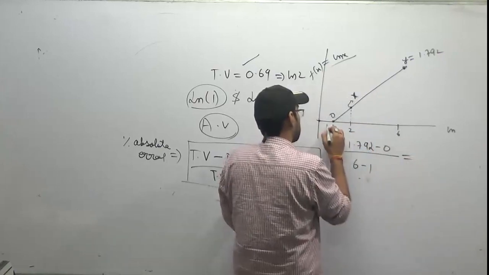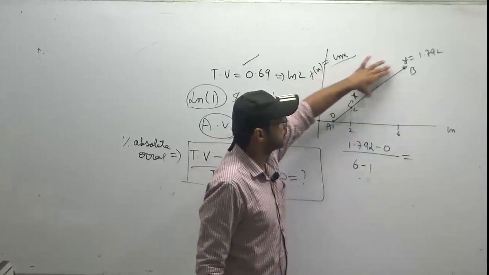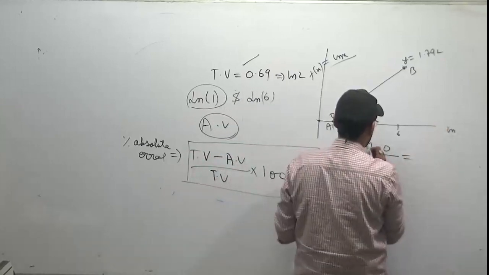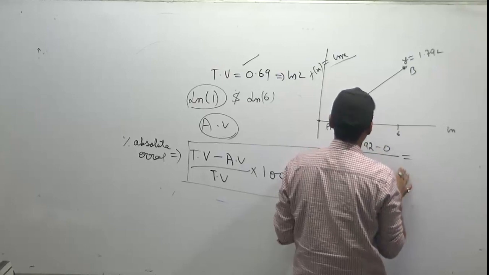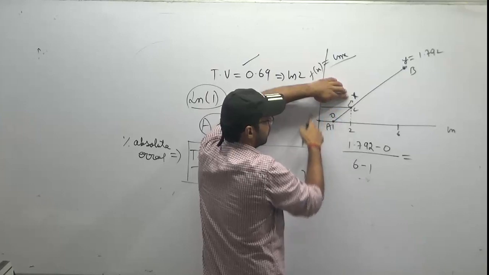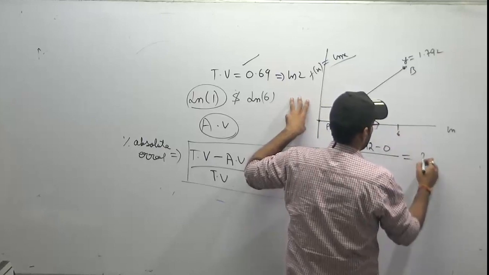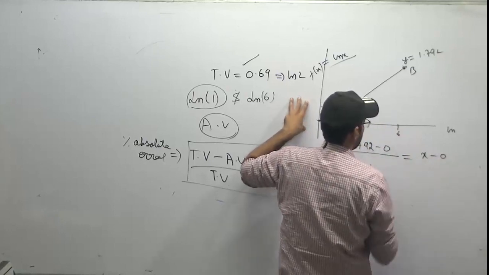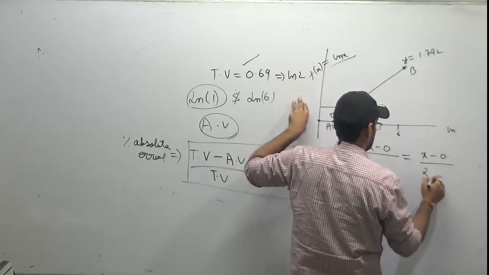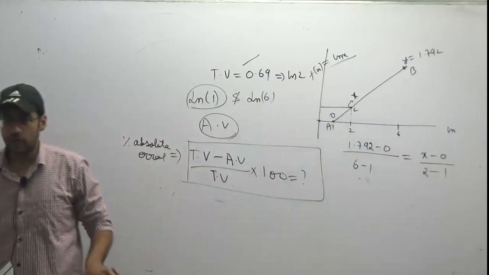Let's suppose this is point A, this is point B, this is point C. The slope of line AB is equal to the slope of line AC. From here we can say this is the x value on the y-axis. So the slope of AC is (x - 0) divided by (2 - 1), equal to the slope of AB. Yes or no? Everything is clear till now? Any doubt you can ask me.